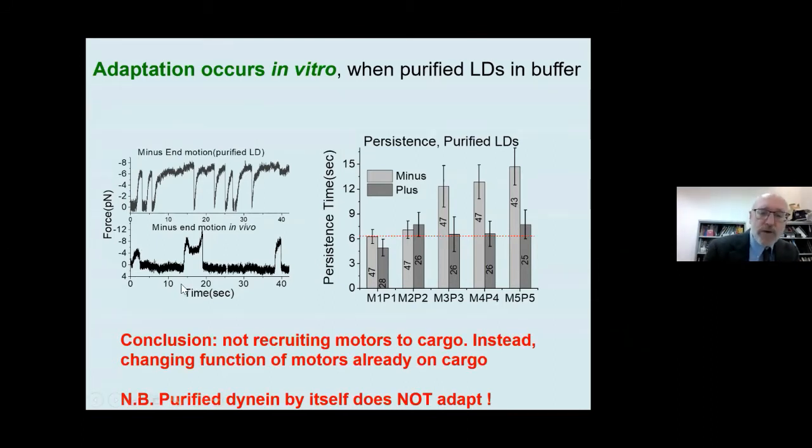And of course, purified dynein by itself does not adapt. That's this lower trace here, where you can see we're in a multiple motor regime. So we're getting multiple motors, but you see no particular adaptation, no particular change. And for the purified lipid droplets, we had minus end motion and plus end motion. We saw no adaptation to the plus end. We do see the adaptation to the minus end. So it recapitulates what we saw in vivo.